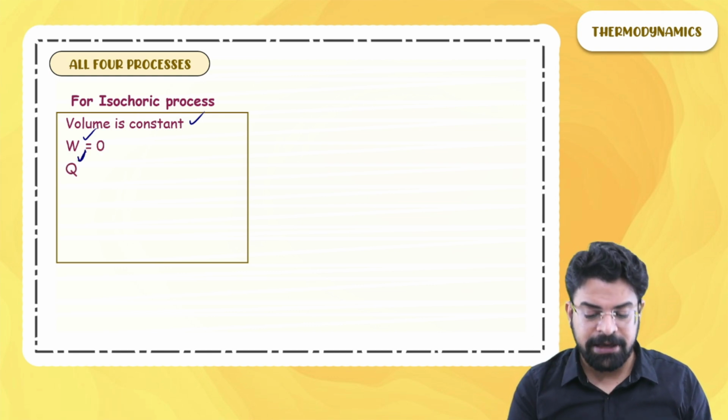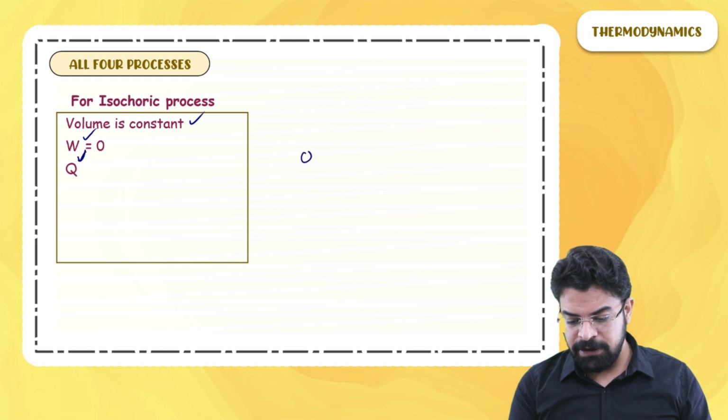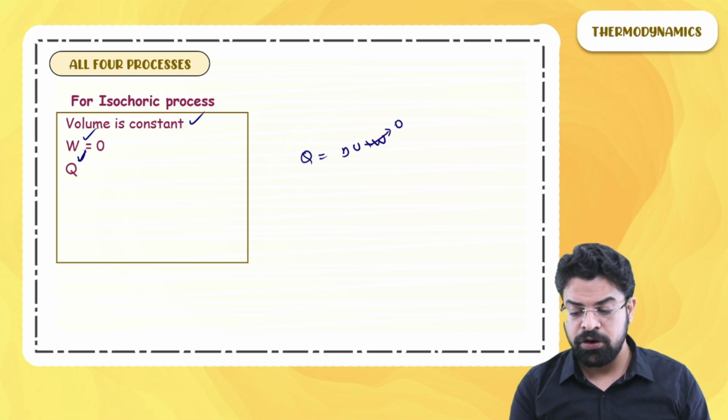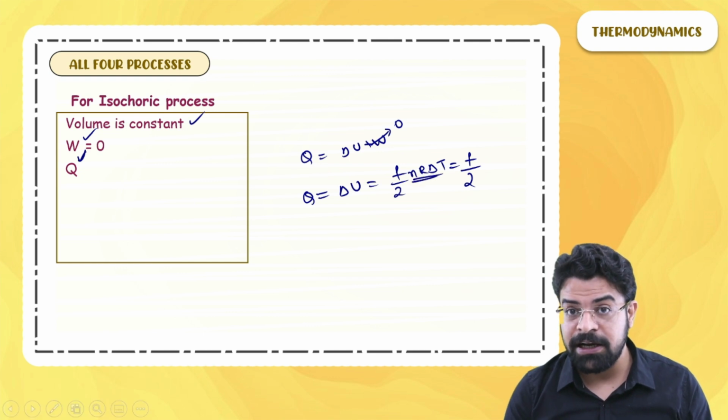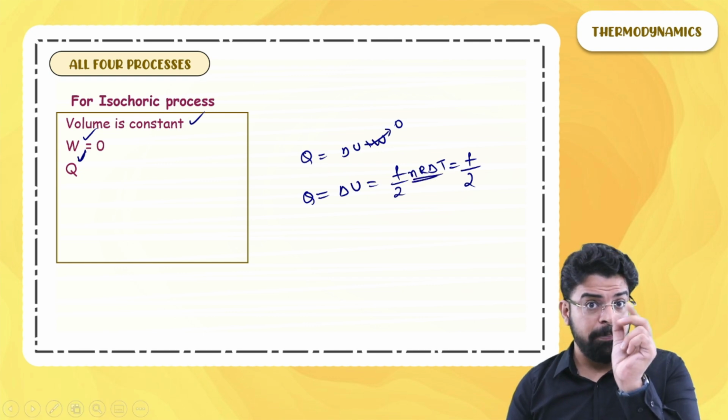Now, what is the heat given to the gas? The heat given to the gas equals the change in internal energy plus work done. For an isochoric process, work done is 0. So the heat given equals the change in internal energy, which equals f/2 nR delta T, which can also be written as f/2 times delta PV. In place of nR delta T, we can always write delta PV.